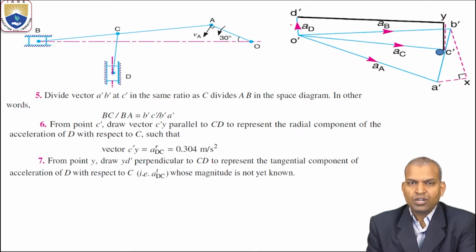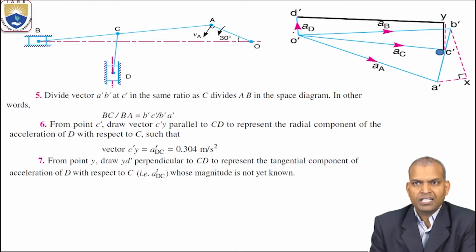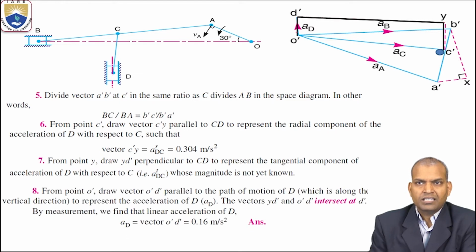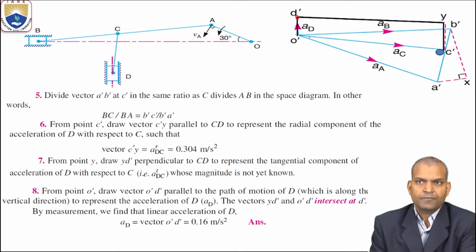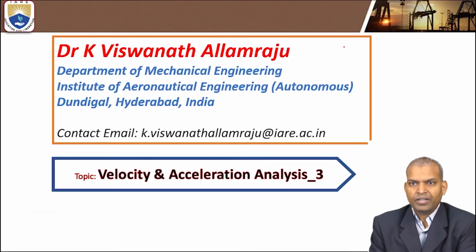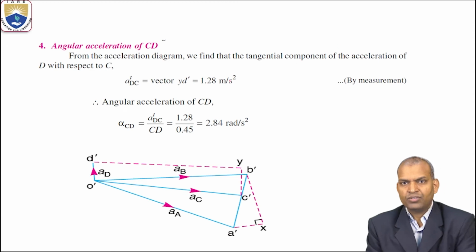This tangential component intersects the sliding motion of the slider D. This is the slider D. This O dash D dash and Y D dash intersect at this point. Now, after that, what to do? You join O dash C dash. Okay, that is the final step. Join the O dash C dash line.